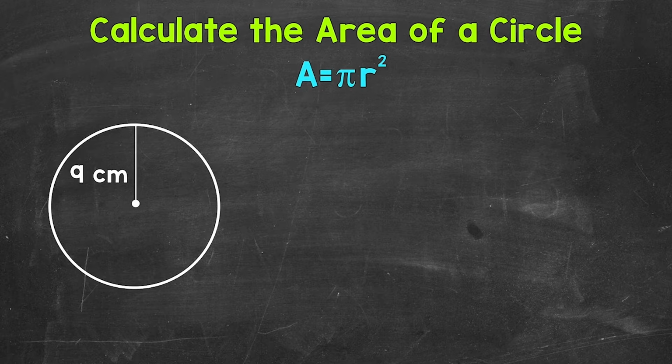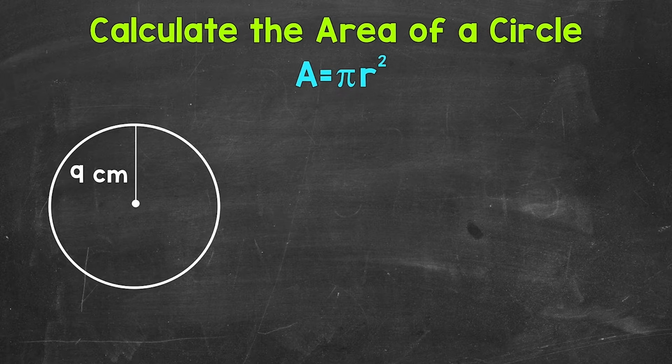So we do need to be familiar with both diameter and radius when we work with circles. Diameter is the distance all the way across a circle. So it's a line segment that connects 2 points on the circle, and it has to go through the center.